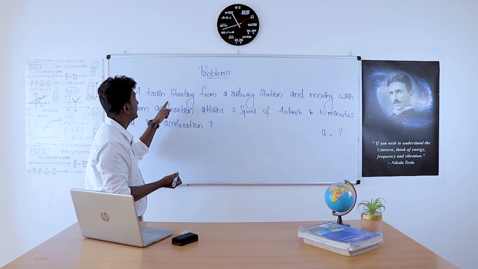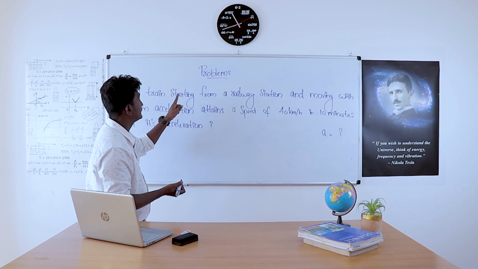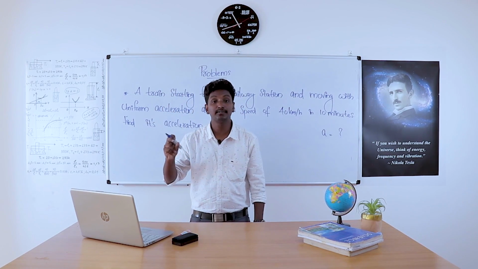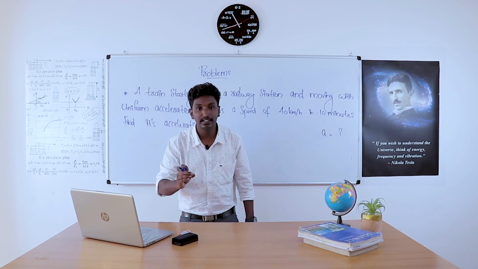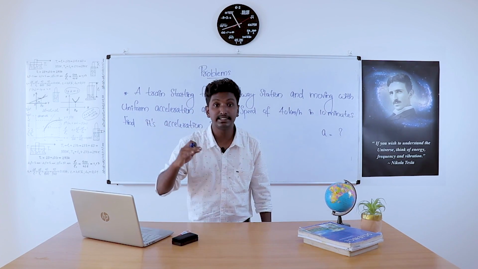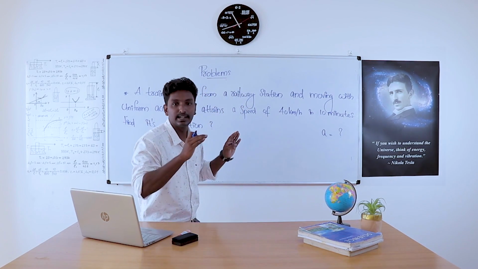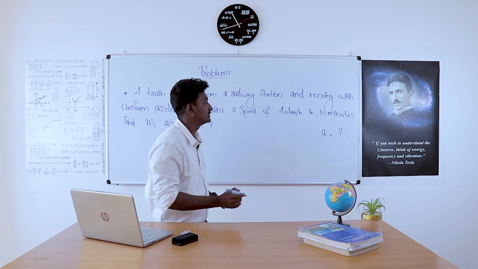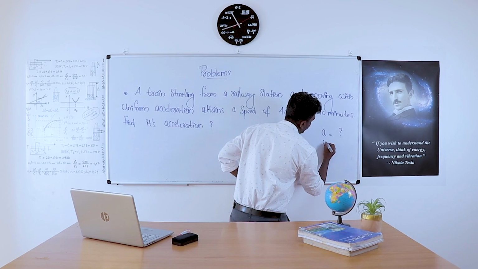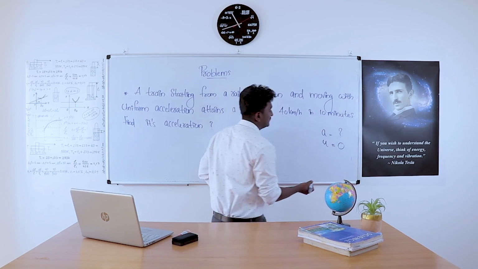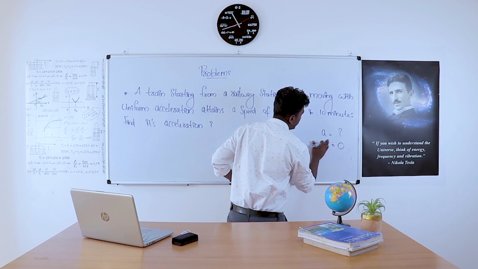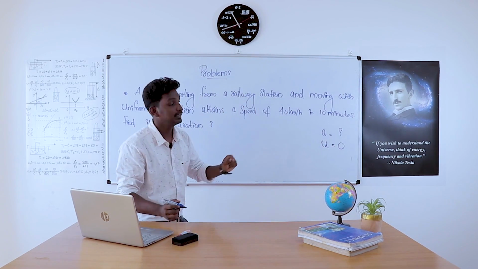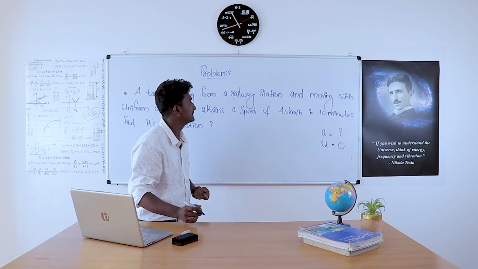Now read the question again. A train starting from a railway station. A vehicle or a train starting from a railway station or from any point, then the initial velocity should be taken as 0. Any vehicle starting from a point, then the initial velocity is taken as 0.